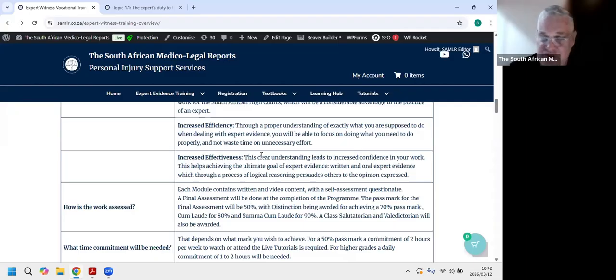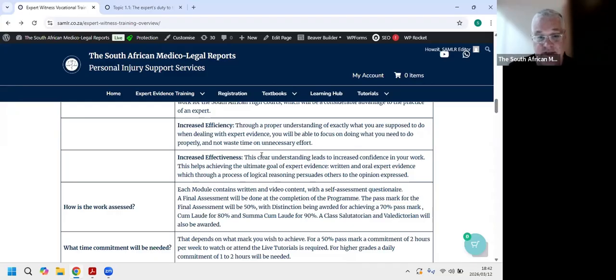So you're more efficient because you don't have to waste time and effort going into things that aren't actually relevant. You can get through your reports quicker and you're more focused. That also increases your effectiveness. This clear understanding leads to increased confidence in your work. This helps achieving the ultimate goal of expert evidence, written and oral expert evidence, which through a process of logical reasoning persuades others to the opinion expressed.